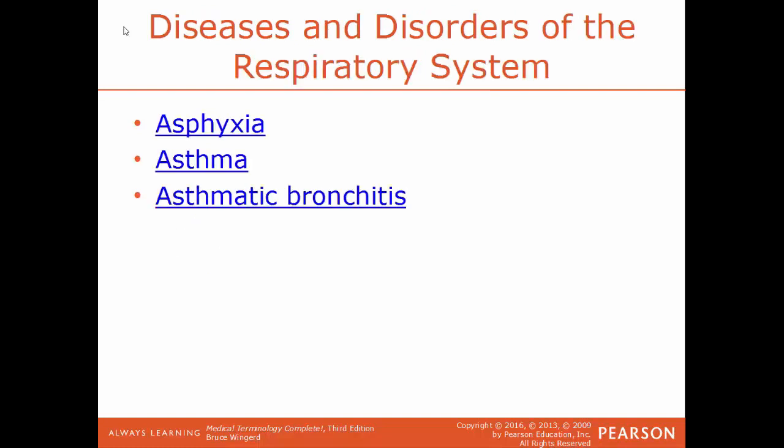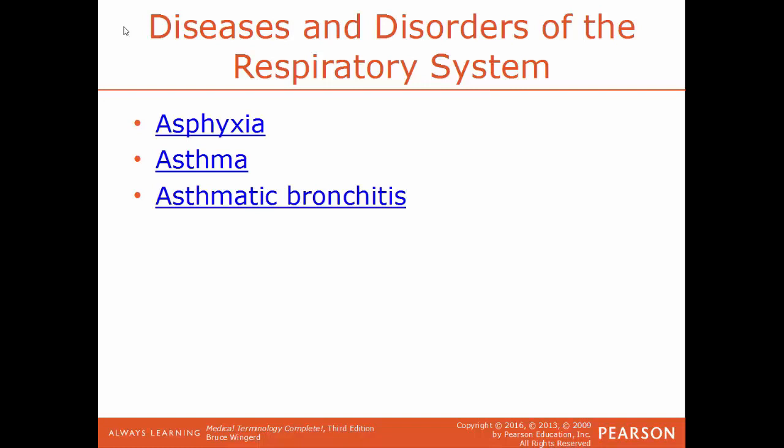Alright, now we'll talk about some particular diseases and disorders of the system. The first one, asphyxia. This is where the body is deprived of oxygen. So it's basically another term for suffocation. The next one, asthma. This is a common respiratory condition that will result in the spasms of the bronchi within the lungs, usually in response to some allergic reaction. So there's a difficulty in breathing because of the spasms of the smooth muscle of the bronchi. And that'll be related to our next term, asthmatic bronchitis. This is when a patient that already has asthma develops a very acute form of bronchitis.